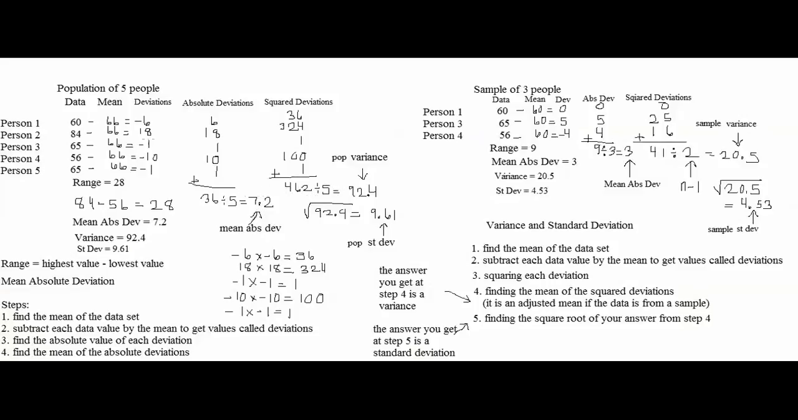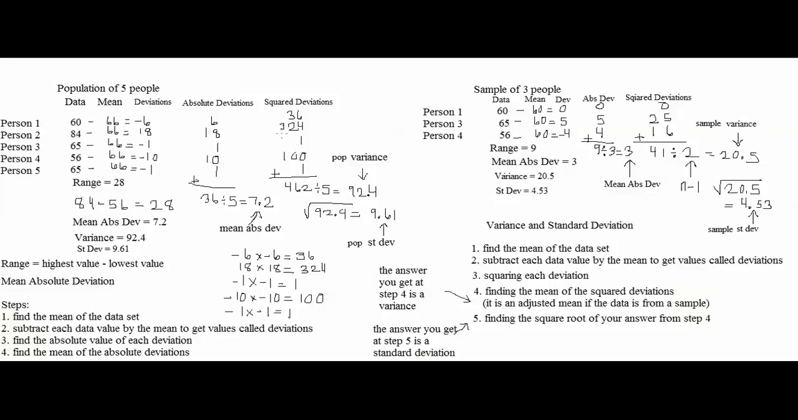If we look at the population of 5 people, the mean absolute deviation is 7.2, and the standard deviation is 9.61. So since they come out close to each other, you could say that the mean absolute deviation is the average distance from each data value to the mean, and the standard deviation is a number that's roughly showing the average distance from each data value to the mean.